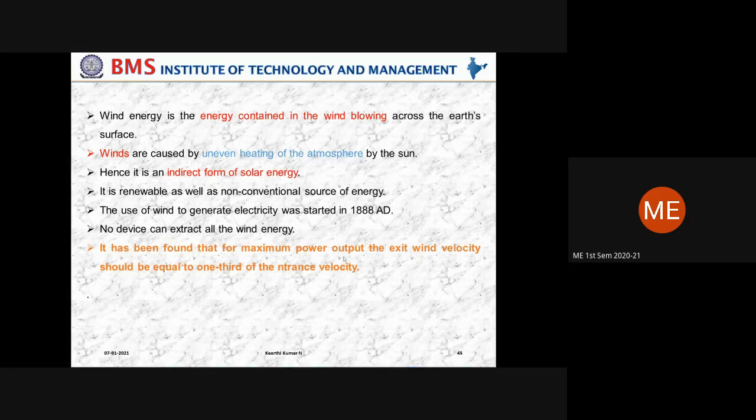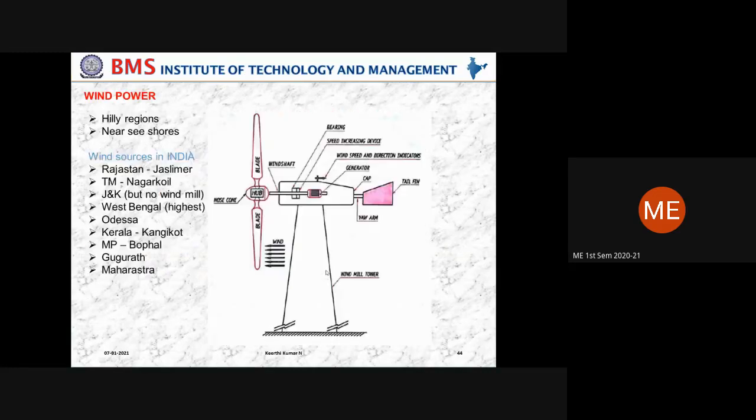This is a very important point. It has been found that for maximum power output, the exit wind velocity should be equal to 1/3 of the entrance velocity. That means if this is the blade, what is the maximum efficiency of this blade? Assume that the wind which is blowing here is 9 km/h. The exit velocity going out from the blade should be 3. Then only 1/3 of the energy will be extracted.